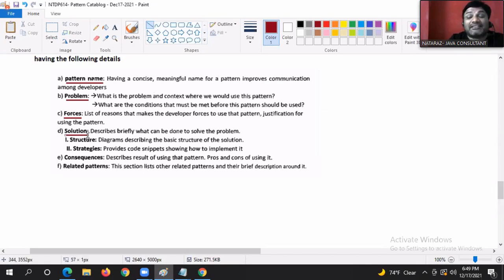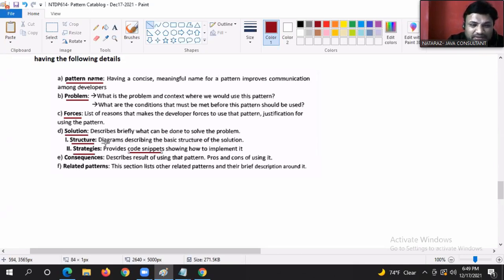While making a class a singleton class, what are the rules you have to follow? How to implement the solution? Describe briefly what can be done to solve the problem. If possible, one diagrammatic representation, a diagram describing the basic structure of the solution. Strategies. Provide a code snippet, sample code, guys.